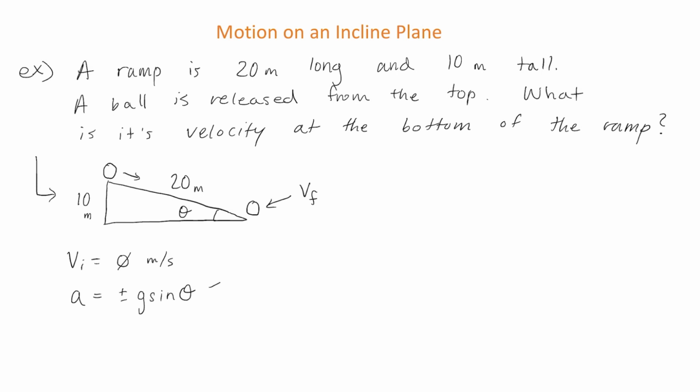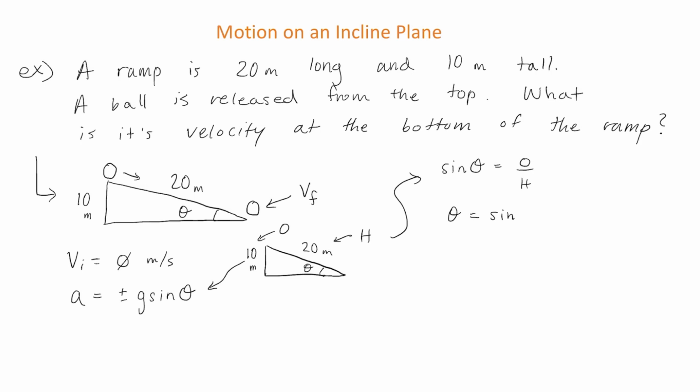Now in order to solve for the acceleration, we need to find the angle. To find the angle, we need to use some trigonometry. So what we have here is a right-angled triangle, and we know it's 10 meters tall and 20 meters long. And that means our opposite side is 10 meters and our hypotenuse is 20 meters. We need to use sine theta is equal to opposite over hypotenuse to solve for the angle. All we need to do is rearrange and isolate for theta, then plug in our opposite and hypotenuse sides, and we find that the angle of the incline is 30 degrees.